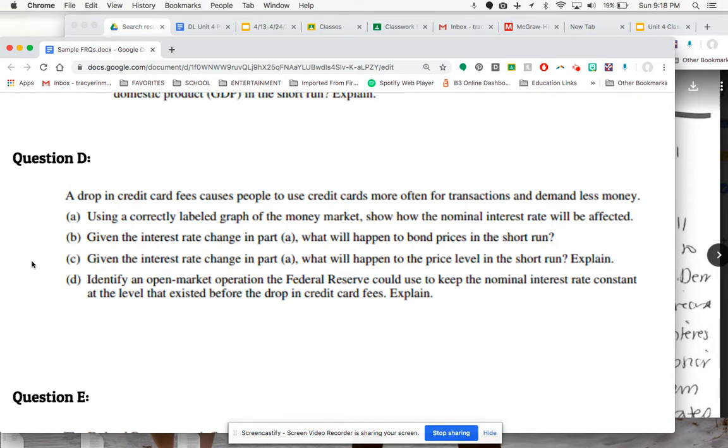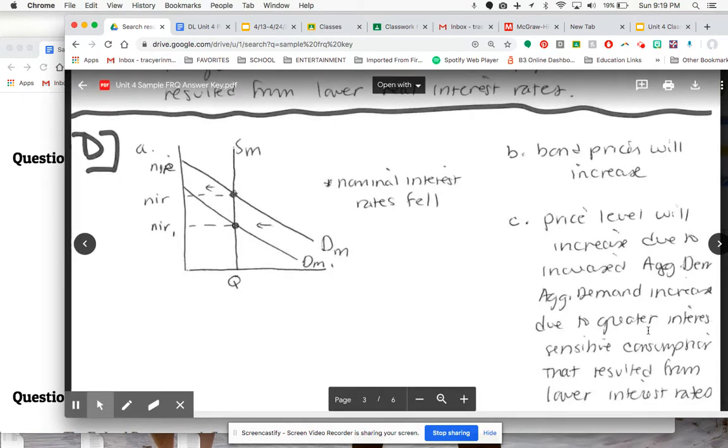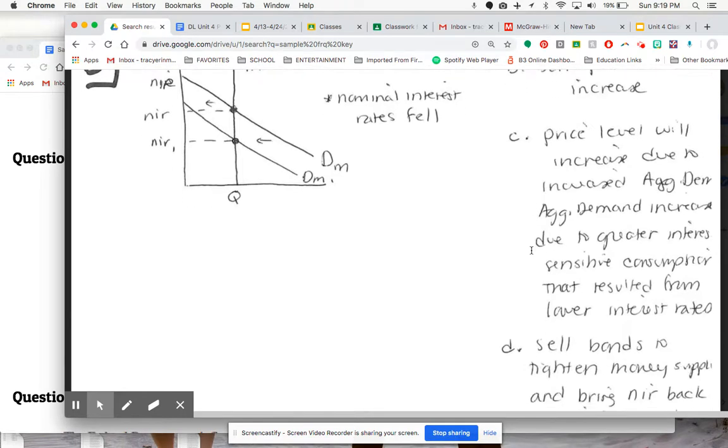Part C, given the interest rate change in part A, what will happen to the price level in the short run? Explain. So if interest rates fall, that means that consumption, consumer spending, and business investment are going to increase, because those are interest-sensitive consumption spending categories. Households and businesses will spend more money if interest rates decline, because they're going to borrow money. So here's my explanation. It says price level will increase due to increased aggregate demand. Aggregate demand increases due to greater interest-sensitive consumption that resulted from lower interest rates.